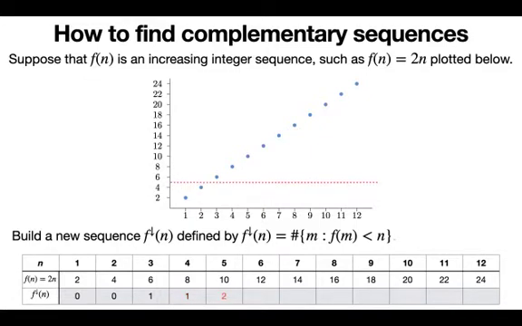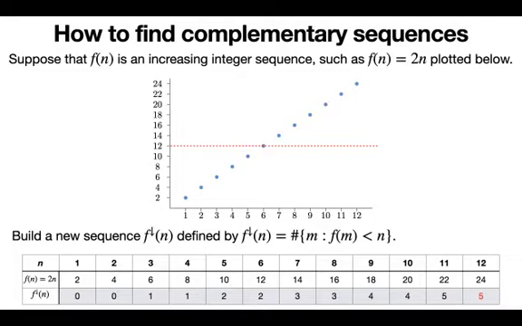For n equals 5, we have two blue dots strictly below the line. For n equals 6, we have two blue dots strictly below the line. And we keep going this way, each time moving the horizontal red line up one space and counting the number of blue dots below the red line. So that we see when n equals 12, there are 5 blue dots strictly below the dashed red line.